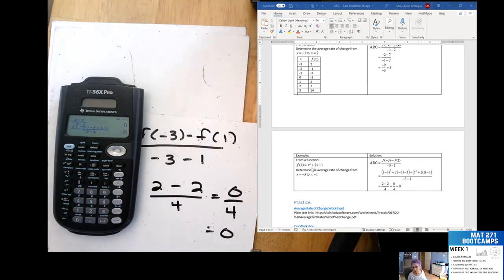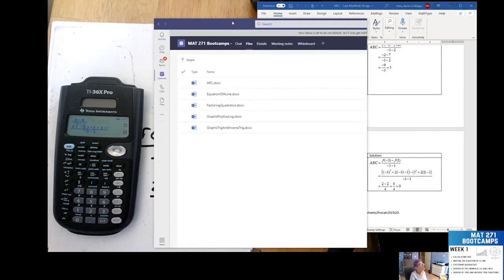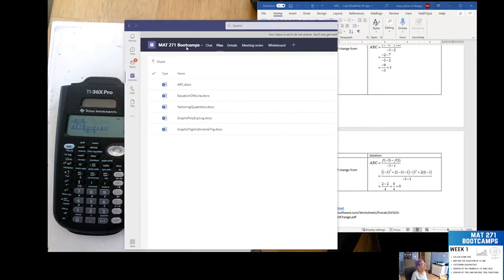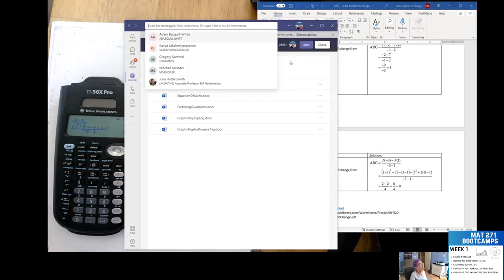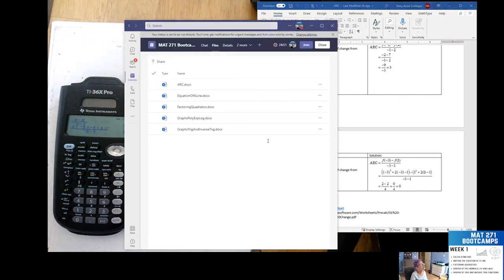Questions? No, I think that's all great. I'm looking for the files section of the bootcamp and I can't seem to find the document you're working from. Oh, let's see. Do you have a screen that looks like Math 271 boot camps? I think I joined Teams from the internet since the link that I had in the calendar invite was broken. Oh, okay.